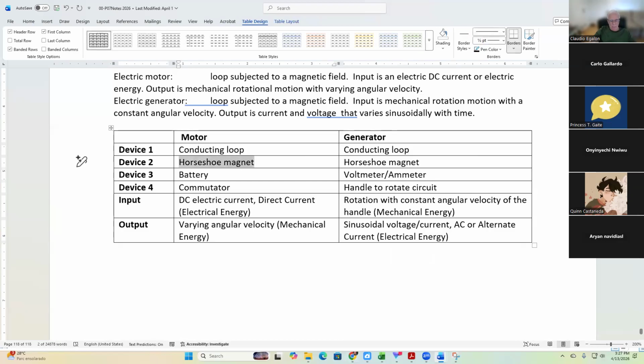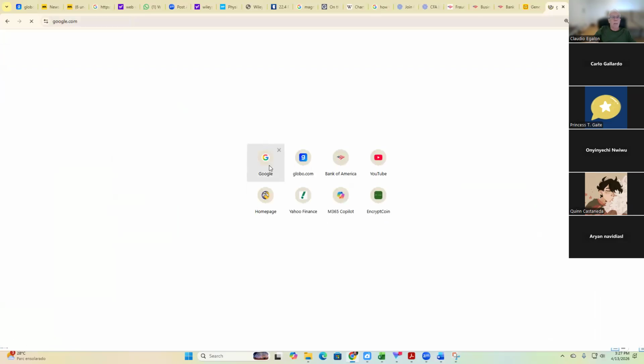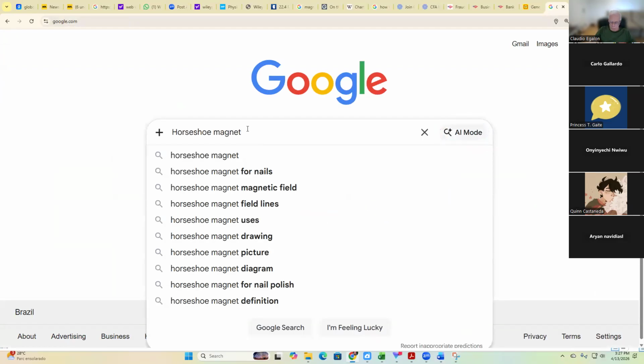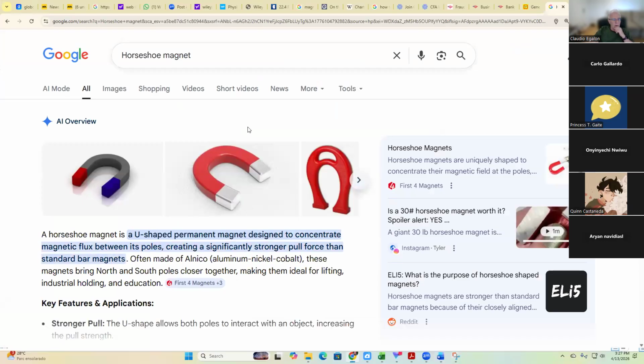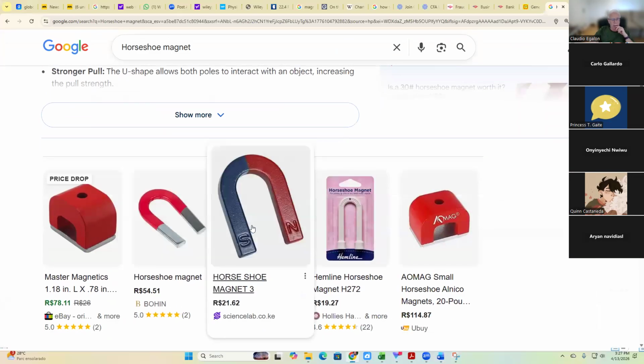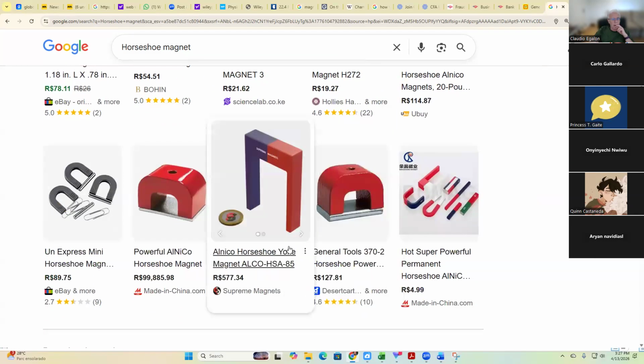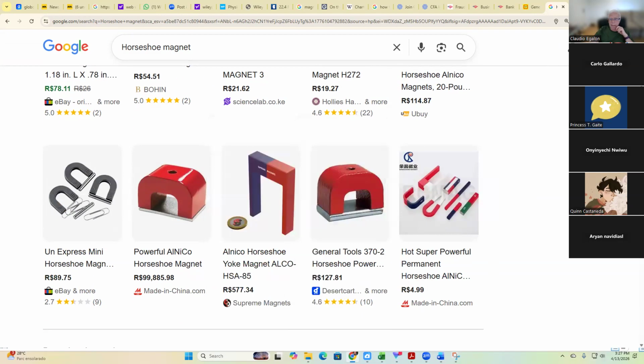Let's take a look. Horseshoe magnet. I'm going to walk you through. Here you go. That's the horseshoe magnet, right? That's exactly what they have in there. We form a uniform magnetic field between those two poles of the horseshoe magnet. Here another horseshoe magnet, and so on.